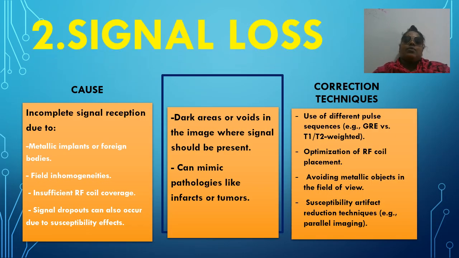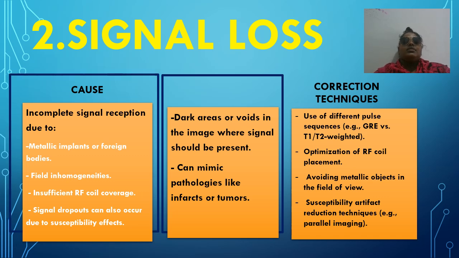Let's see the second one, which is signal loss. Signal loss is caused by incomplete signal reception due to metallic implants or foreign bodies. It can be field inhomogeneity, insufficient RF coil coverage, and signal dropout can also occur due to the susceptibility effect.